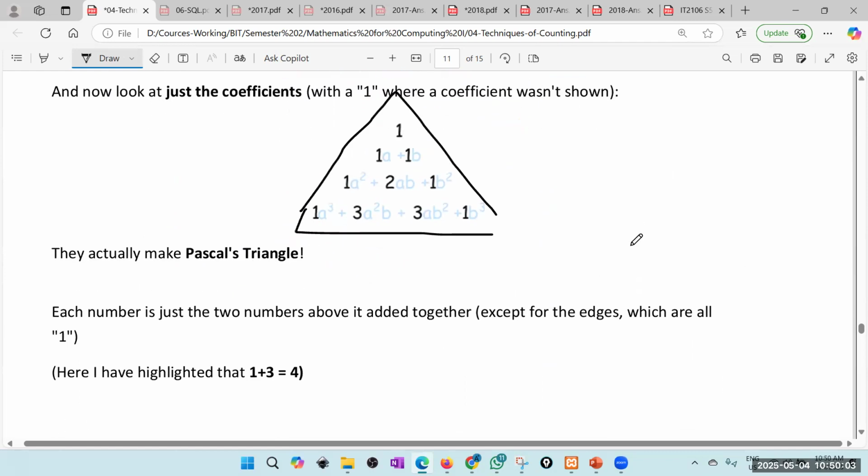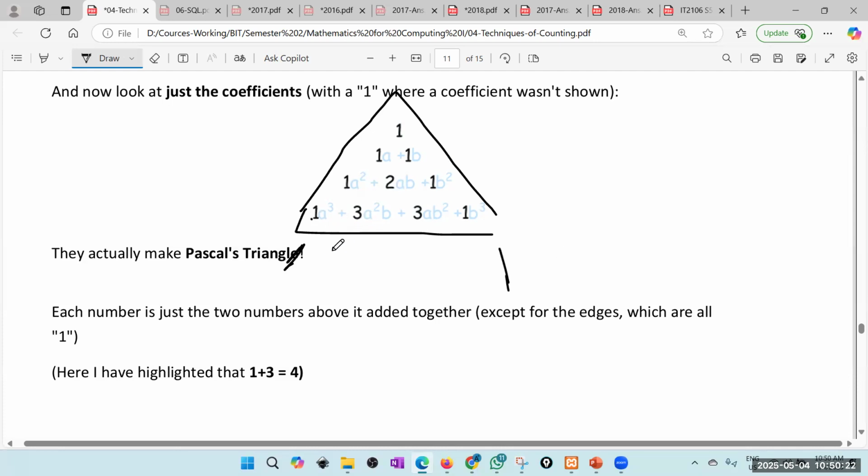So this is how the Pascal triangle is made. So you start with 1, then 1 1. Always this is 1, this is 1. So then 1 plus 1 is 2. Here 1 plus 2 is 3, 2 plus 1 is 3.